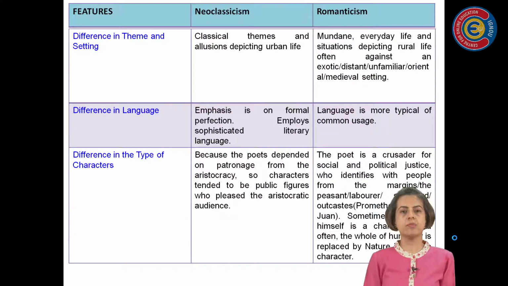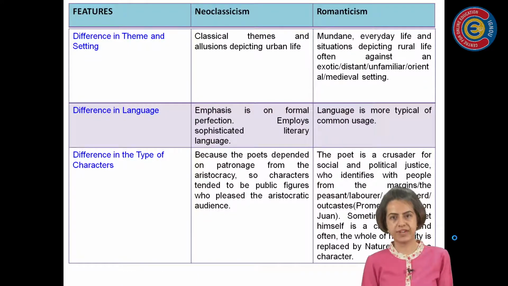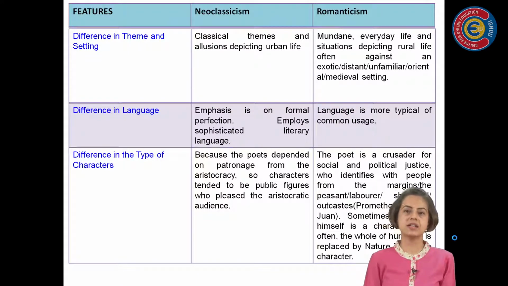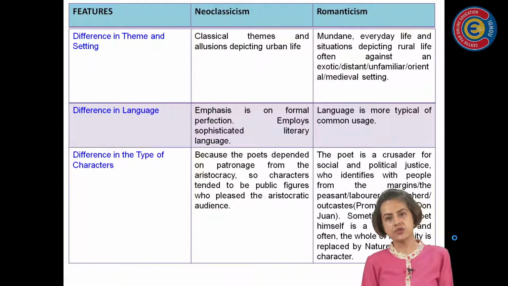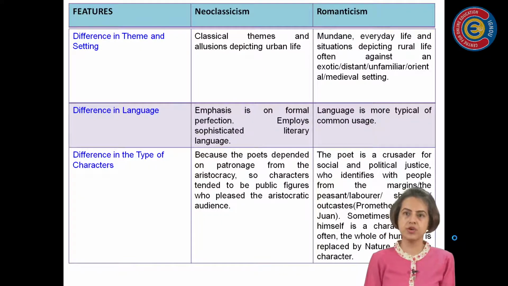Now, when we talk about the difference in language, we see that there is an emphasis on formal perfection insofar as neoclassical poetry is concerned. It also employs sophisticated literary language. In Romanticism, language is more typical of common usage.